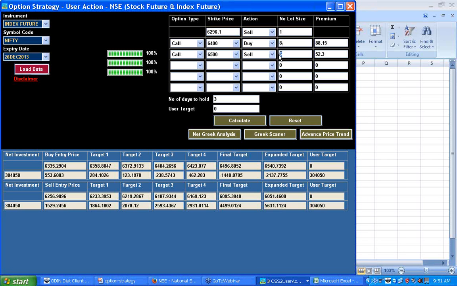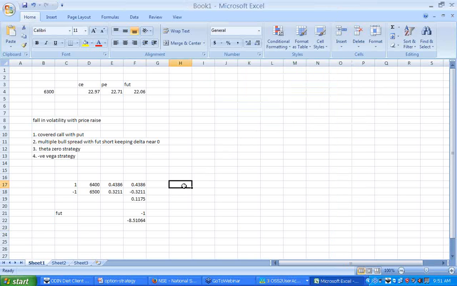So I am going to the option strategy scanner, and I am going for 8 lots, from 8.5 take it as 8 lots. So near 0 I can get it. And with 8 lots, what is the liability I will have?